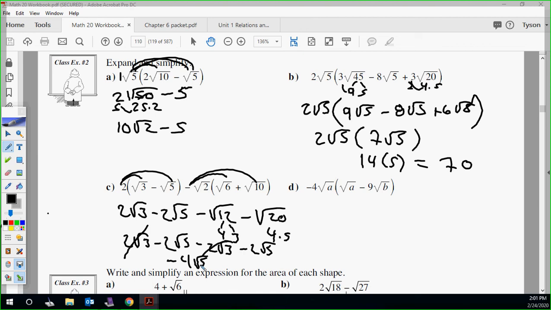Okay. This last one's variables here for this set. Negative 4 root a times root a. Negative 4 times negative 9 root b. Negative 4 root a times root a is just negative 4a, because the root a times root a is just a. Negative 4 times the negative 9 is a positive 36. And what's next? Root ab, yep, root ab. Has to stay in a root because we don't know if they're the same or not.